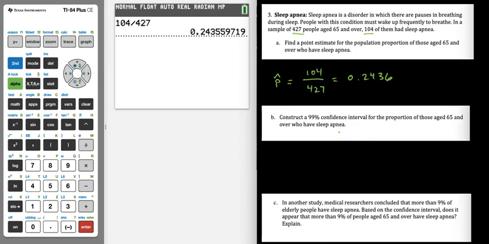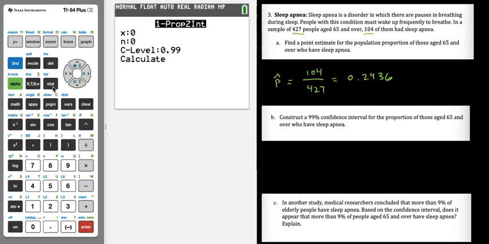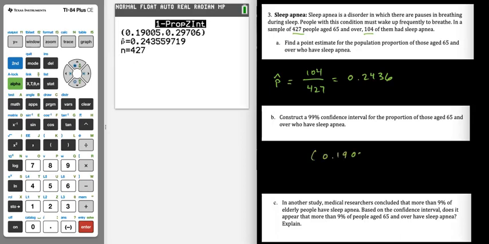So we're computing a confidence interval. We're working with proportions now. That's going to take us to our confidence interval tool, 1 prop z int. And you might recall that x is the smaller of the two numbers between x and n. X is the number of people meeting a certain characteristic out of n, which is the sample size. So in this case, we have 104 people with sleep apnea out of 427. Our confidence level is 99%, so we could just leave that at 0.99, and we can calculate, and we end up getting a confidence interval of 0.19005 up to 0.29706. So the true population proportion of those aged 65 and older with sleep apnea is somewhere between about 19% and 30%.